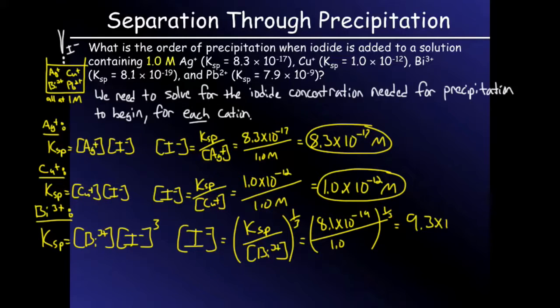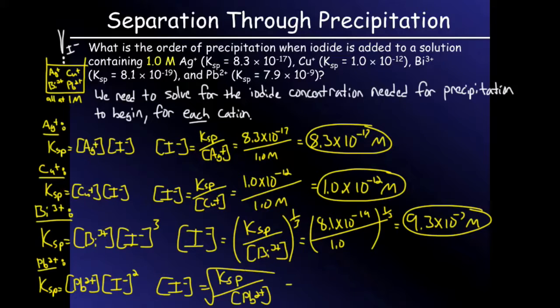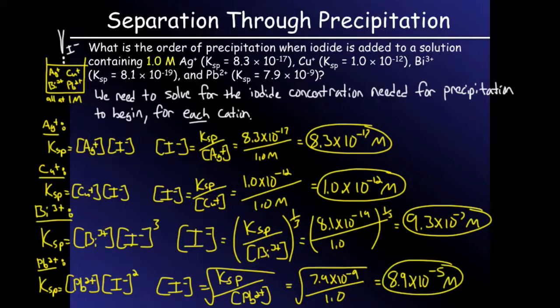You'll see with bismuth, the iodide concentration requires us to take the cube root, KSP divided by the initial bismuth concentration, which is 1 molar. And in the case of lead-2 iodide, we need to take the square root of KSP over the 1 molar lead concentration. Now, looking at the iodide concentration needed for saturation to be reached or for precipitation to begin, you can see that the silver requires the smallest iodide concentration to begin precipitation. So the addition of iodide will cause silver to precipitate first.